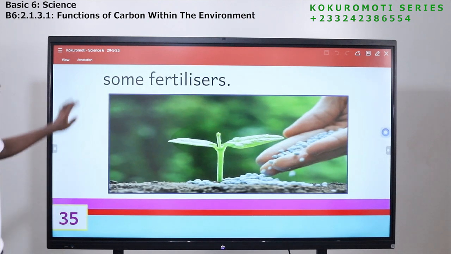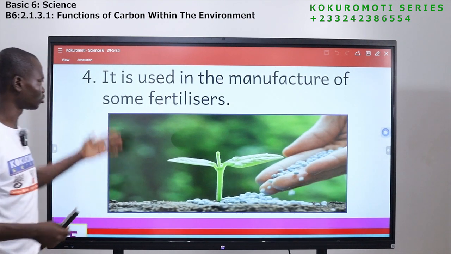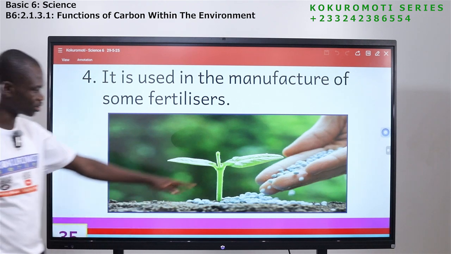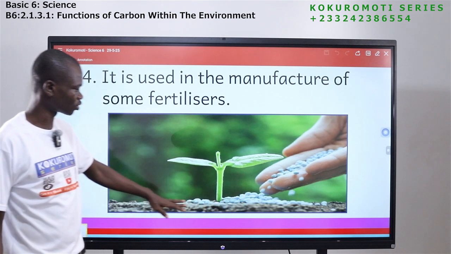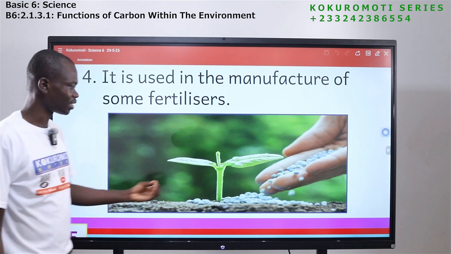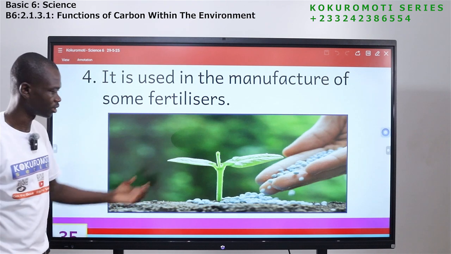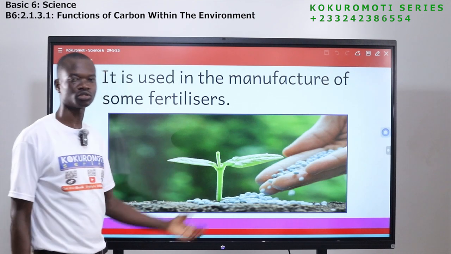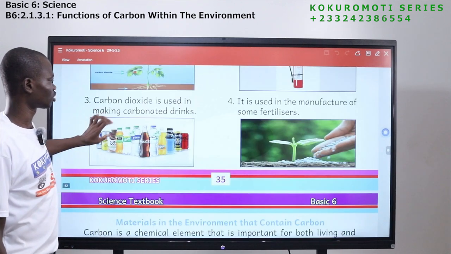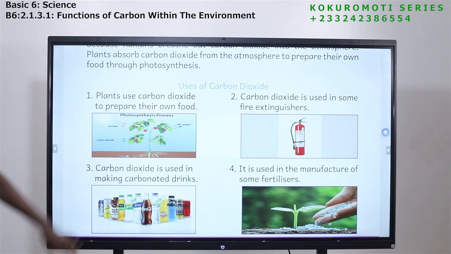Let's come here. We also use carbon dioxide to make fertilizers. So you see the man applying fertilizer to the soil. This will make the soil fertile. It will make the soil rich. It's giving nutrients to the soil for the plant to use and grow. Okay, so we have seen some uses of carbon dioxide.